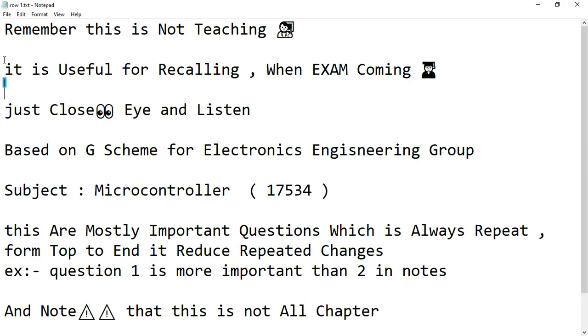Row 1. Text, Notepad window, text editor, editing.